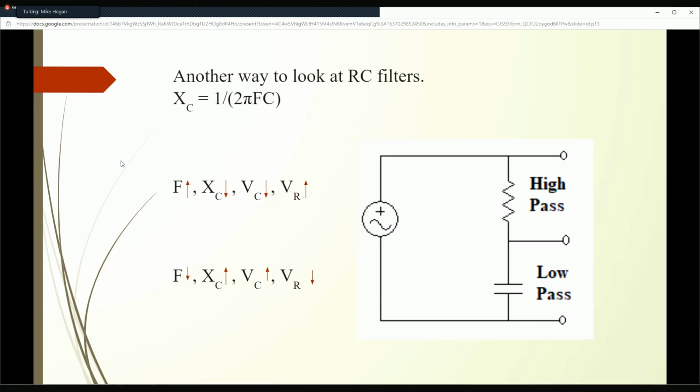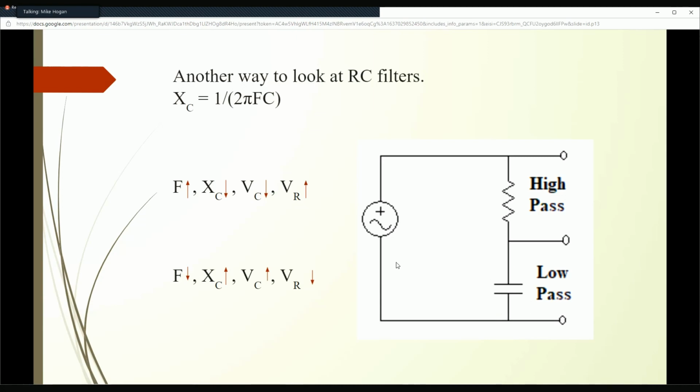Another way to look at RC filters: as our frequency increases, because of our formula, X of C is equal to 1/2 pi fc, frequency is inversely proportional to X of C. So our X of C is going to decrease, which means our voltage across the capacitor is going to decrease, which means the voltage across the resistor is going to increase. That's what we have right here with the high pass portion. As the frequency of this input increases, we're going to see everything decrease down here.